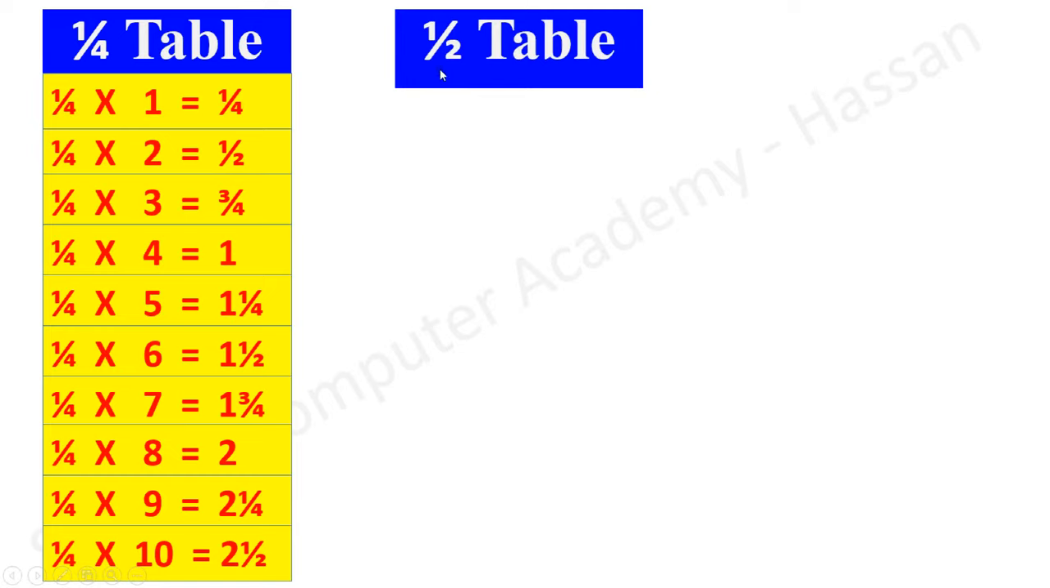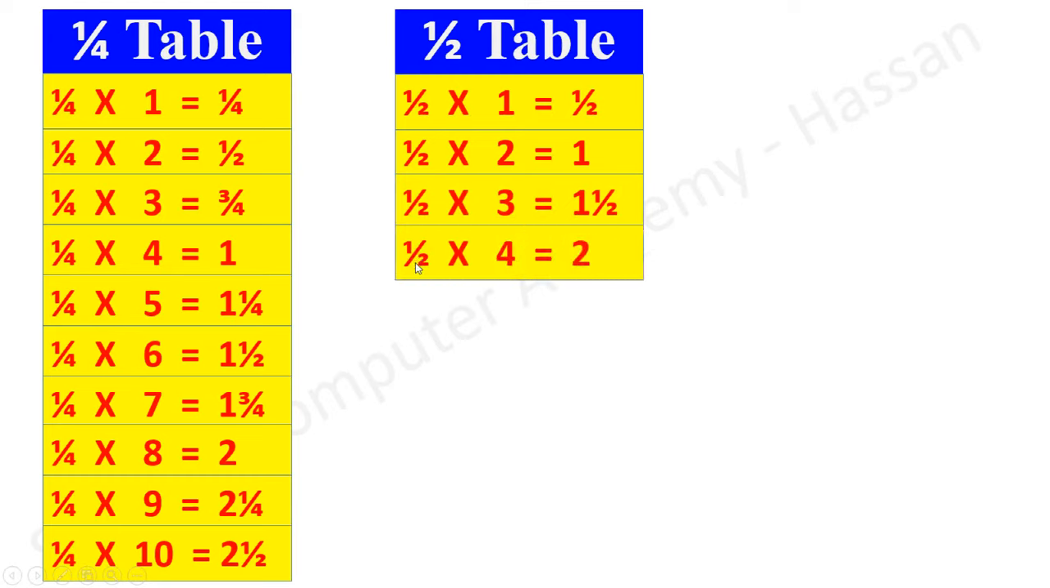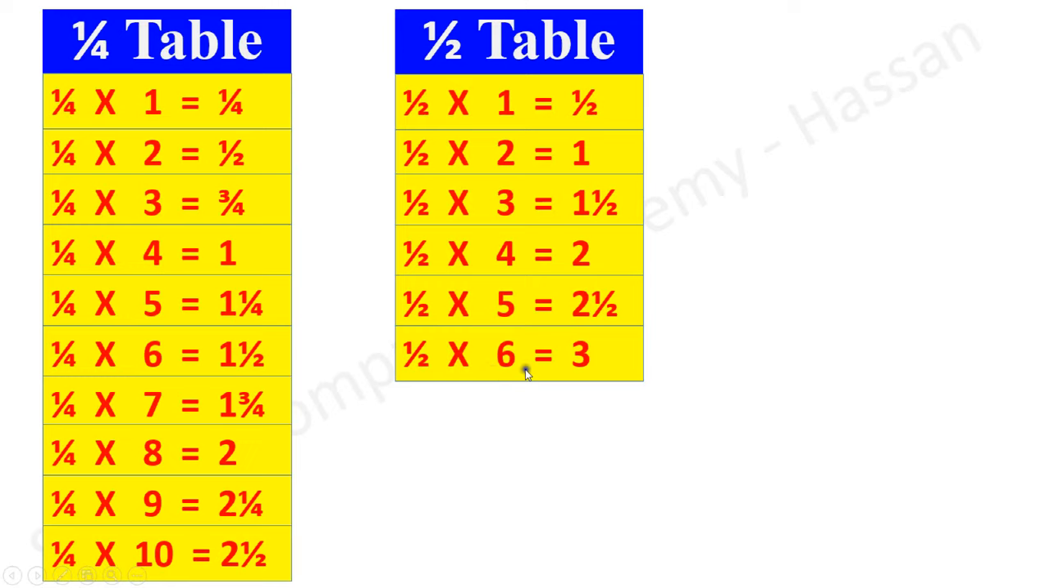Next let us move on to half table. Half 1 times half. Half 2 times 1. Half 3 times 1 and half. Half 4 times 2. Half 5 times 2 and half. Half 6 times 3.